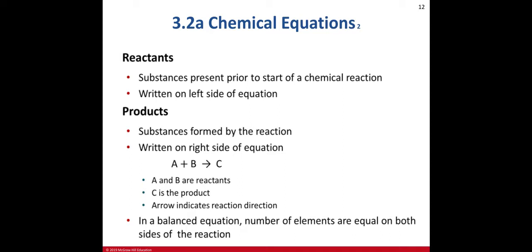When we talk about equations, we want them to be balanced, which means that the number of elements on one side is equal to what we have on the other side. Even if we change where they are located, we want the same number of things.